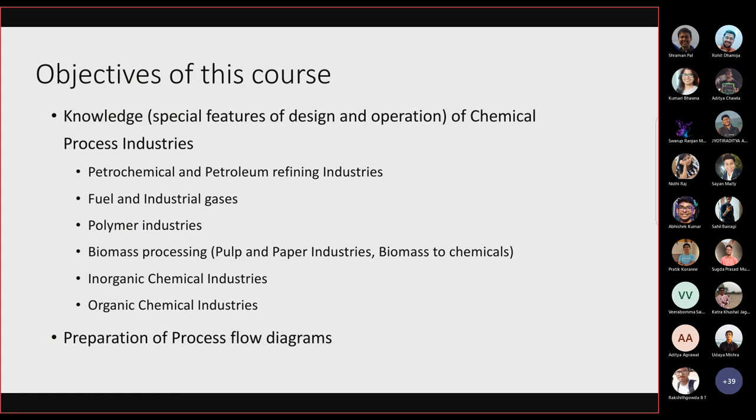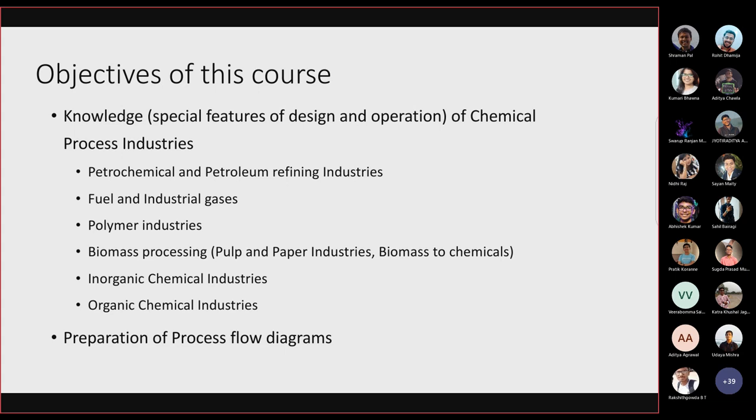So with this, I wanted to conclude with the objectives of this course, right? We wanted to explain how petroleum refinery industries work, what products are produced, how they are produced, what different types of fuel and industrial gases are produced, what different types of polymers are produced and how, what different types of biomass processing industries there are, like pulp and paper or various chemicals from biomass, and what industrial methods are used to produce inorganic chemicals and organic chemicals.